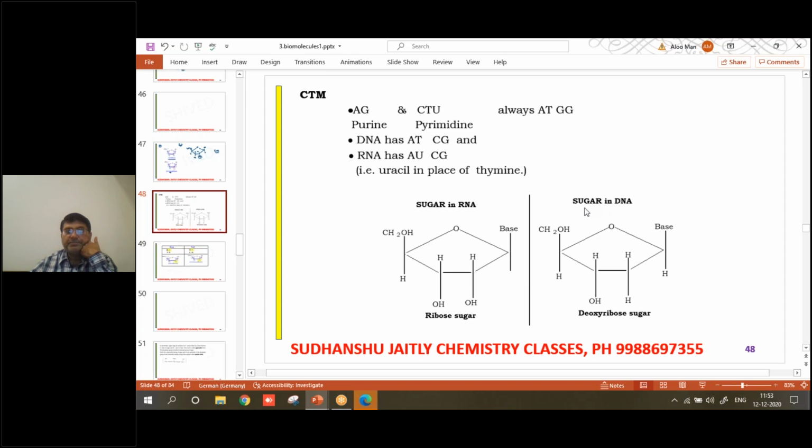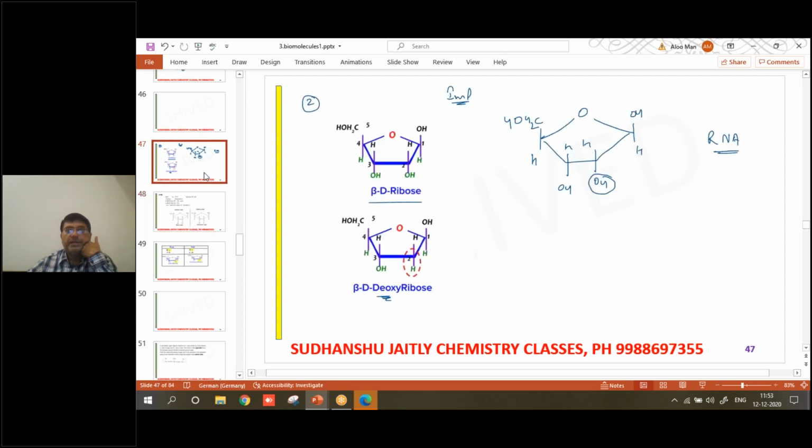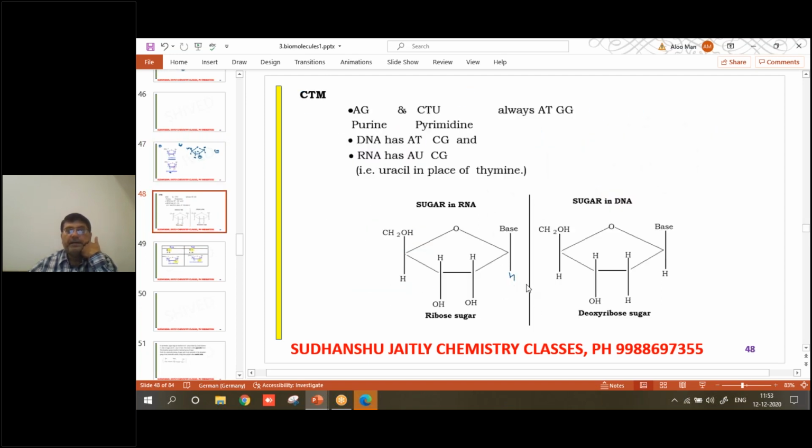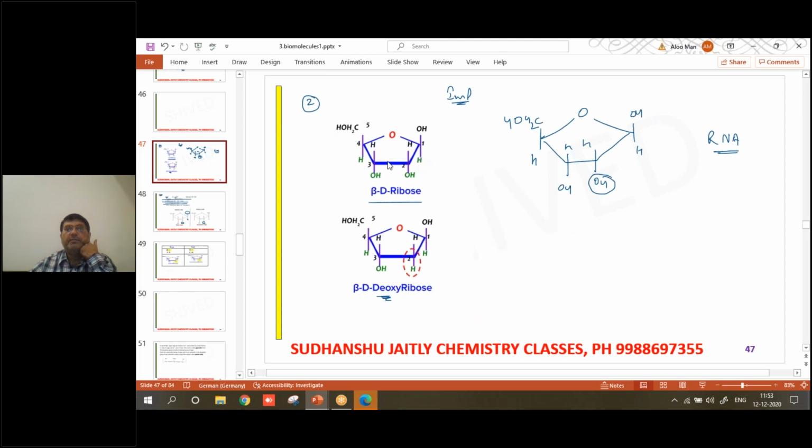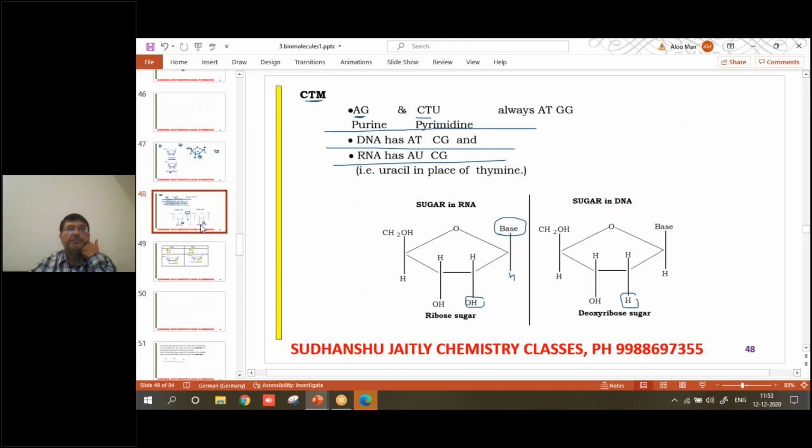Here you will have hydrogen. This is the difference between deoxy and this. Now I also made you learn AG and CT: DNA has ATCG, RNA has AUCG. So nucleoside: this is the sugar. Here at the first carbon, you labeled it first, this will be holding one of the bases.